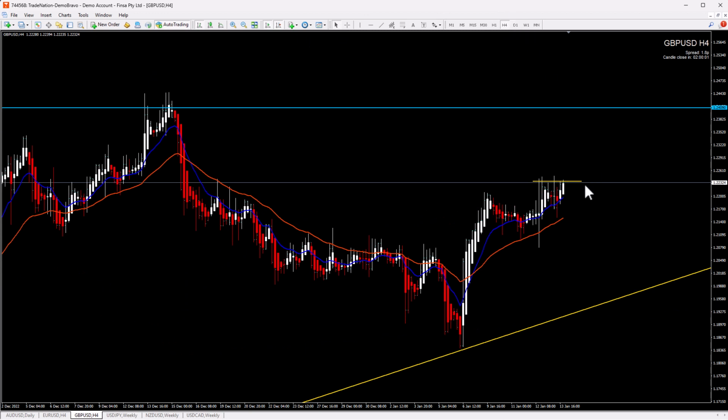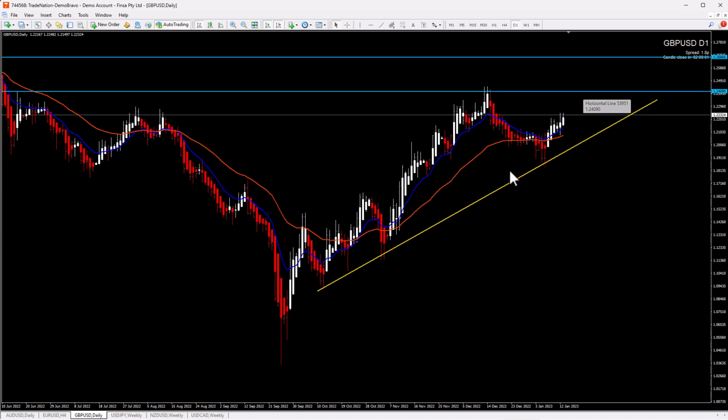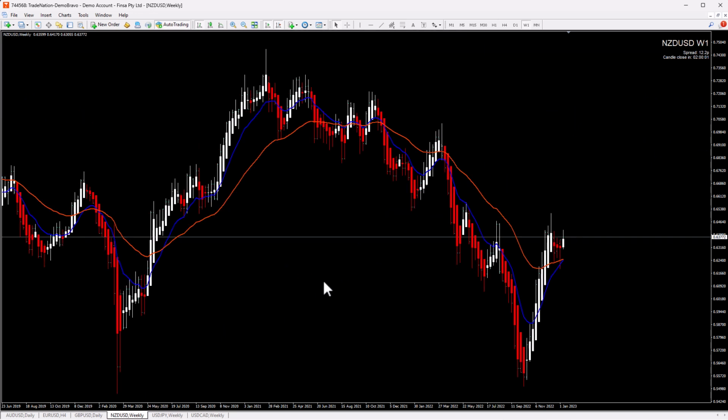I don't see a reason to sell it yet. So I would like to see what happens here and then decide what to do. But right now, buy scenarios only for me. Yeah? New Zealand dollar, US dollar is another pair.